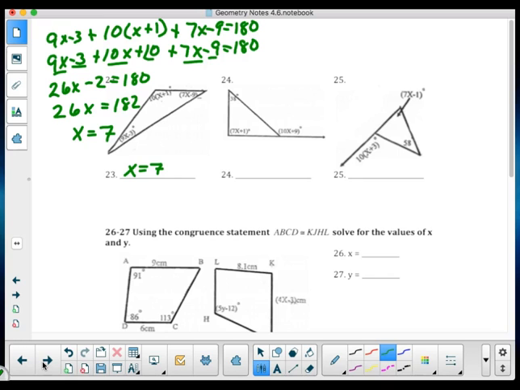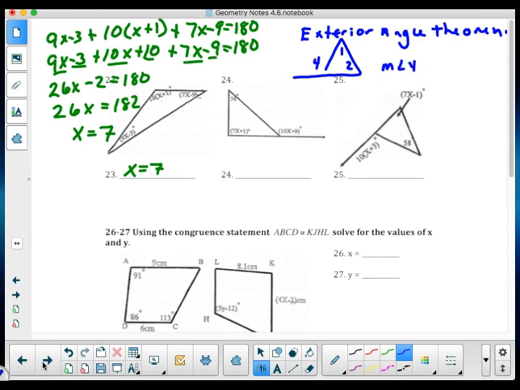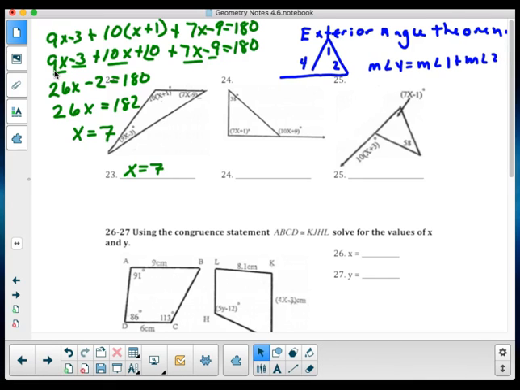In 24 and 25, the relationship is about the exterior angle theorem, where if I have a triangle that's numbered, let's call this 4, this 1, and that 2. Measure of angle 4 is equal to the measure of angle 1 plus the measure of angle 2. That's the exterior angle theorem. It's something that we have as a review from chapter 3.